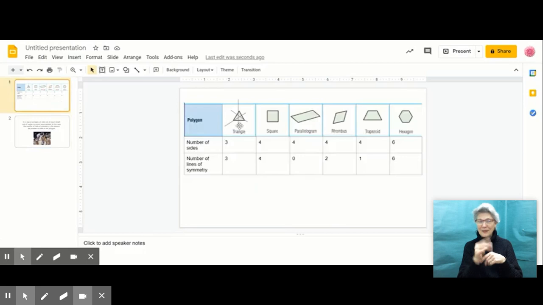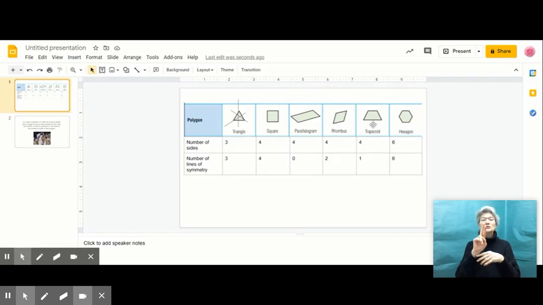So I see that with this triangle, all of those angles are the same measurement and all of the sides are the same length. 3 sides, 3 lines of symmetry. Boom. Let's try the next one, square. A square has 4 equal length sides and 4 equal angles. 4 sides, 4 lines of symmetry. Now a parallelogram, those sides are not all the same length. A rhombus, oh look at that, the sides are the same length. However, the angles are not the same measurement, so it doesn't fit that rule.